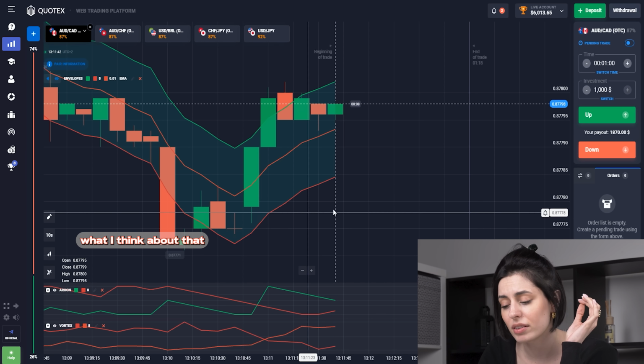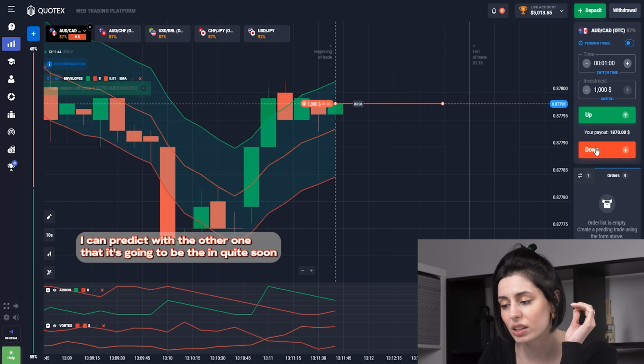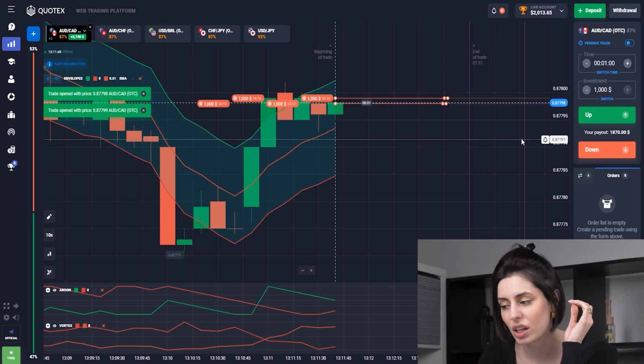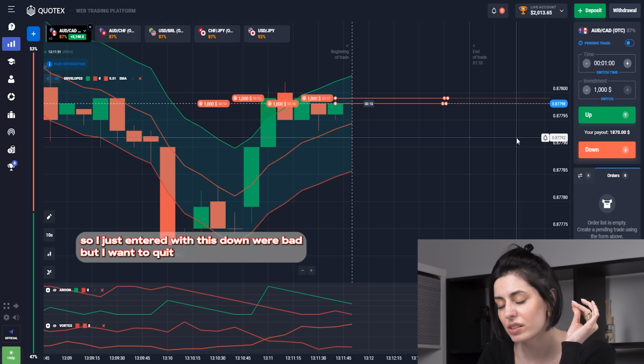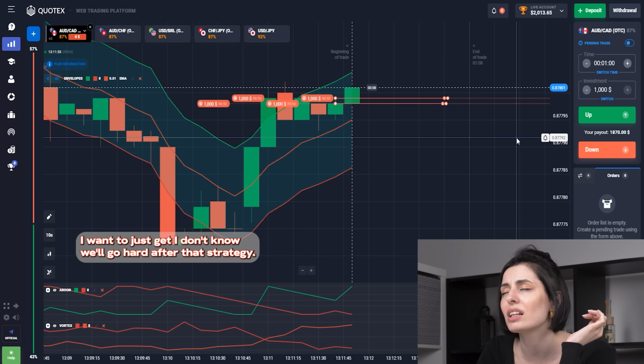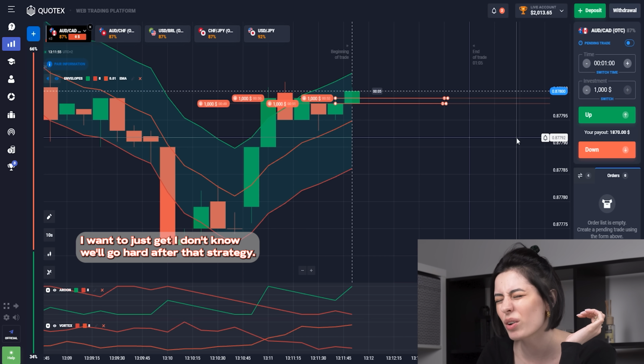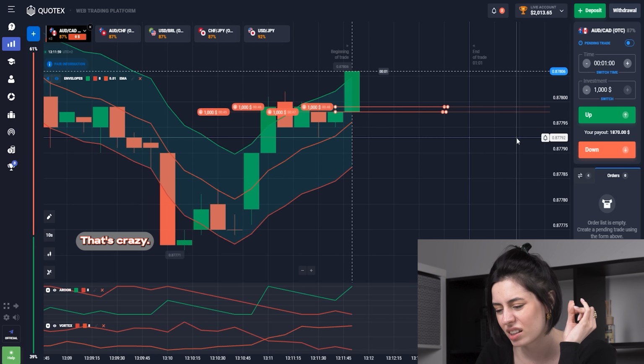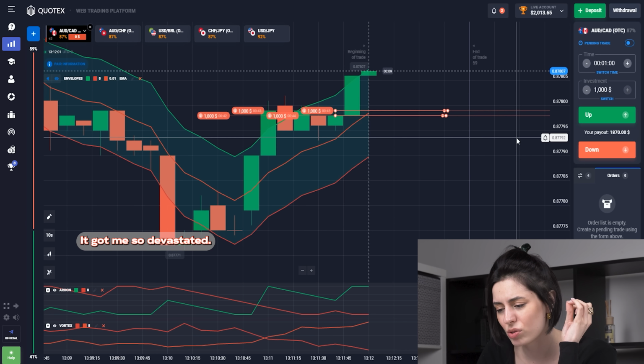What do you think about that? I can predict with the Aroon that the crossing is going to be quite soon, so I do expect there's going to be a change of the trend. So I just entered with this downward bet, but I want to quit. I will go home after this strategy. That's crazy. It got me so devastated.